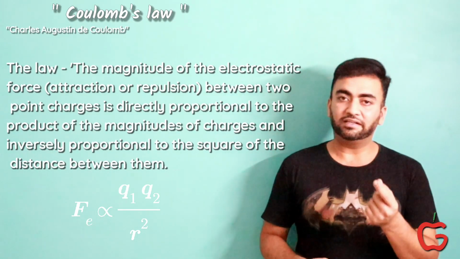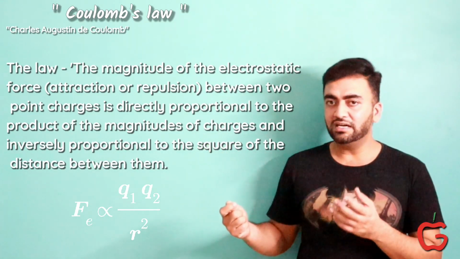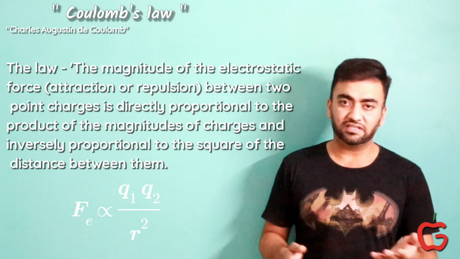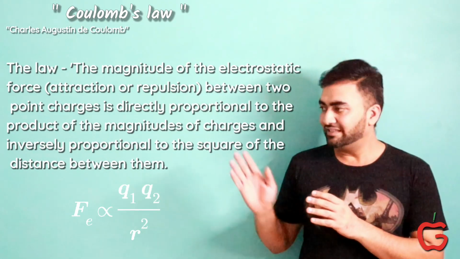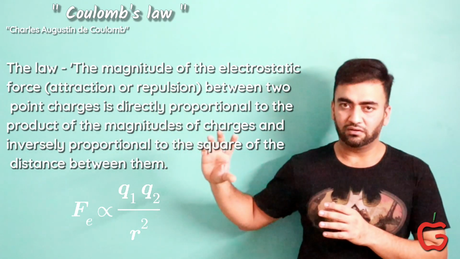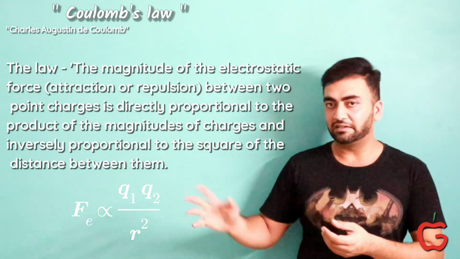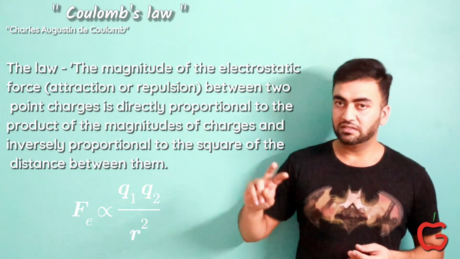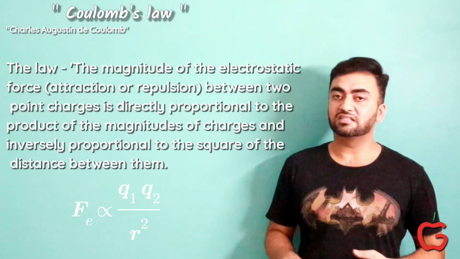Now force is a vector quantity. So in this statement, we have only discussed magnitude yet. We'll discuss direction later. So force is a vector quantity, so we have to discuss direction too. This is half of Coulomb's law, magnitude of force. The next half, direction of force, we'll see later. So the magnitude of force depends on the product of charges and inversely on the square of distance between them.